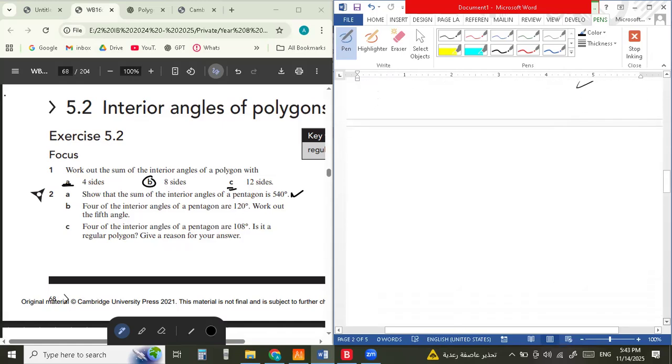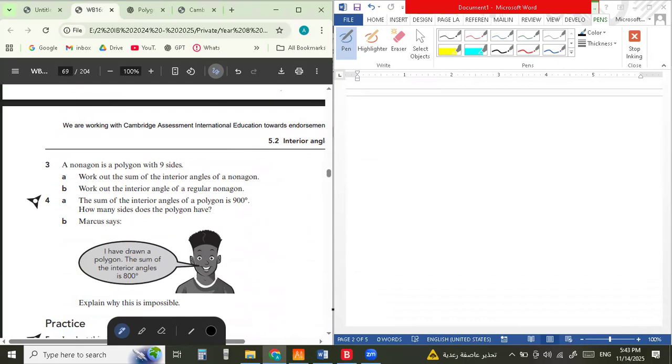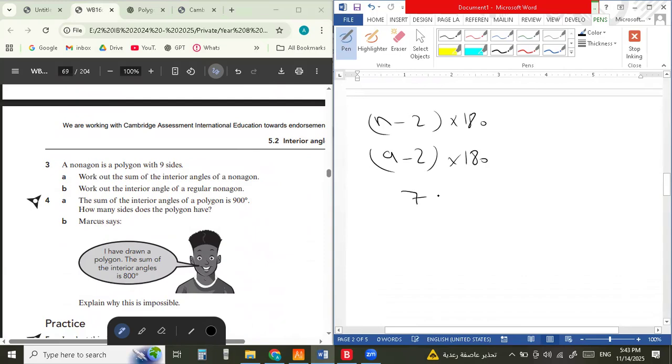Next, question 3. A nonagon is a polygon with nine sides. Work out the sum of the interior angles of a nonagon. The same technique exactly: n minus 2 times 180, but n here is 9, so 9 minus 2 times 180, which gives you 7 times 180. It is going to give you exactly 1260 degrees.